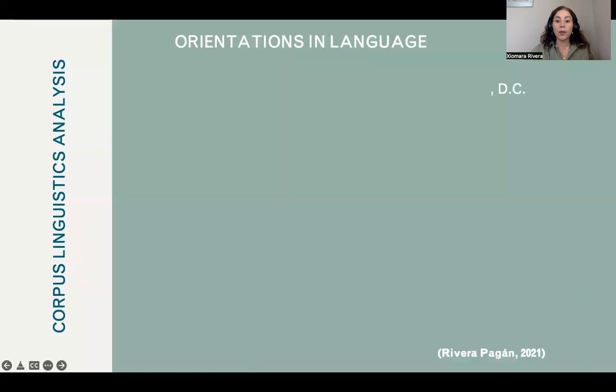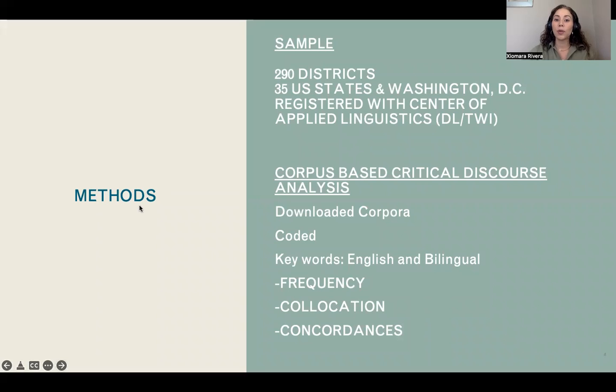The methods that we used: a sample of 290 districts. 35 of the US states were represented, as well as Washington, DC. They were located as they were registered with the Center for Applied Linguistics as dual language or two-way immersion programs. And then each of those districts' websites were visited in order to identify the educational language policies for that particular district. The explicit educational language policies were then downloaded and coded according to the orientations described earlier.